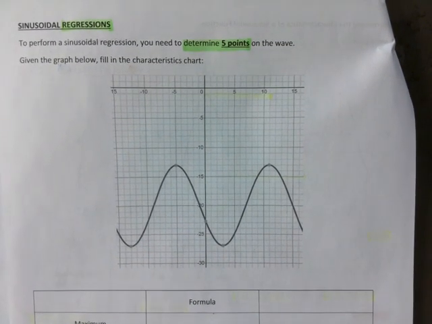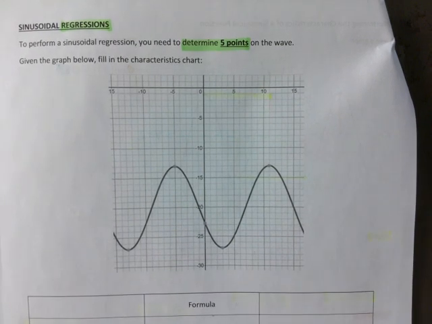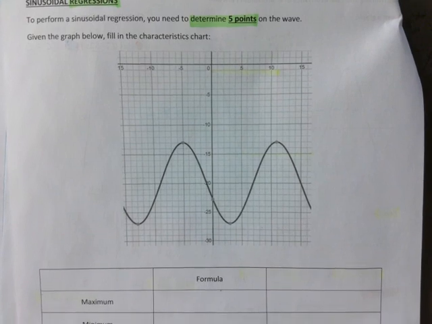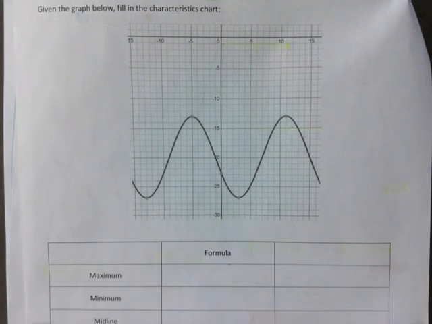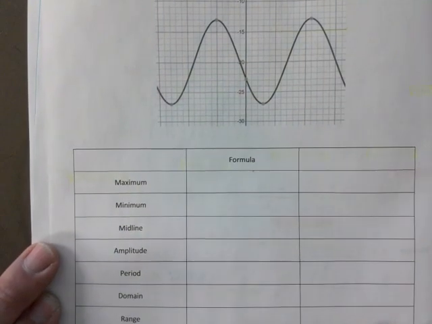And so before we do that, we're going to fill in the characteristics chart. Characteristics is anything we can tell about the wave without graphing it, or by just looking at the graph and then deducting it. So let's go ahead and figure out this chart here.